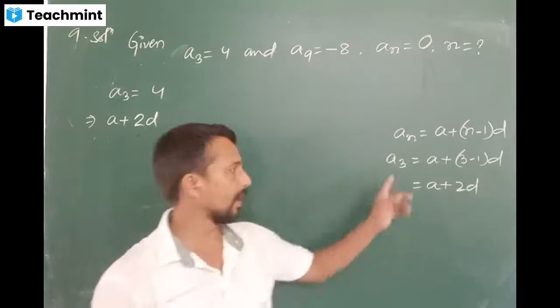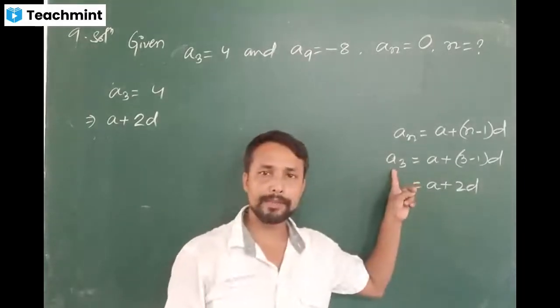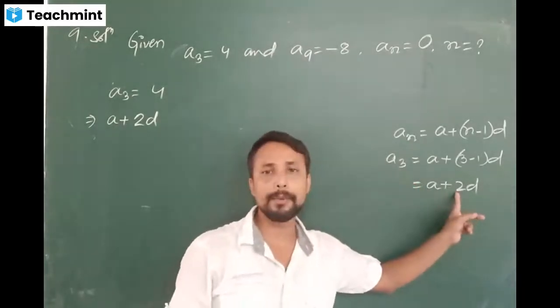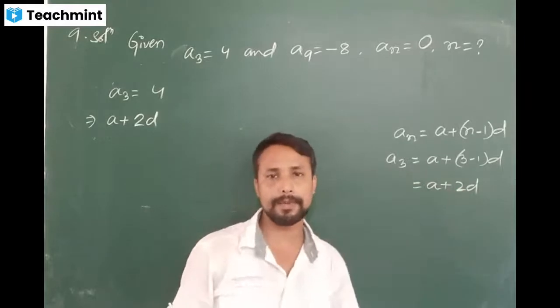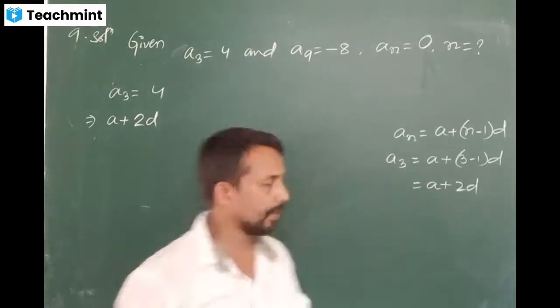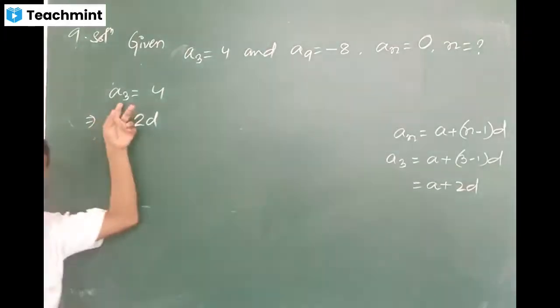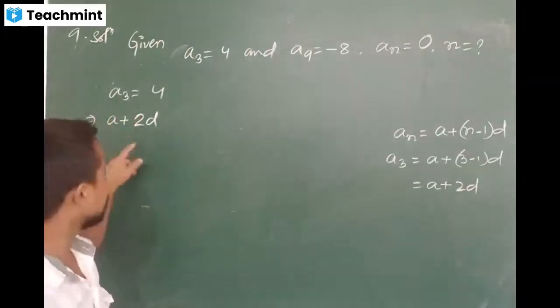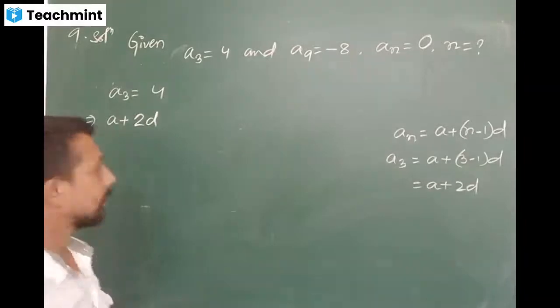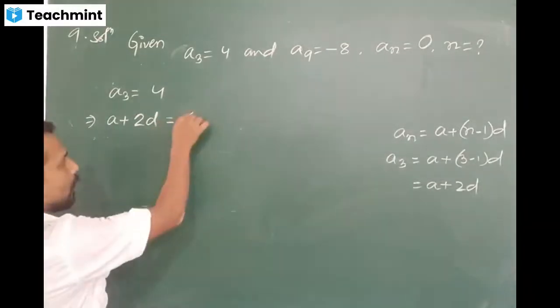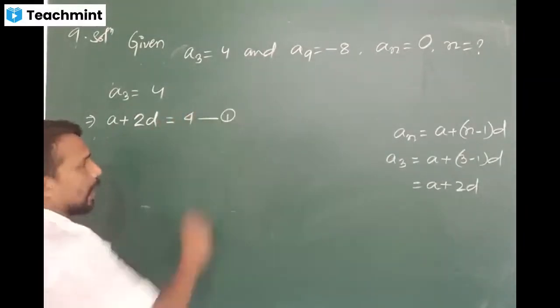You have to remember that for the number of terms, the multiple of D will be 1 less than that number. So the third term we can write as A plus 2D, and this is equal to 4. This is equation 1.